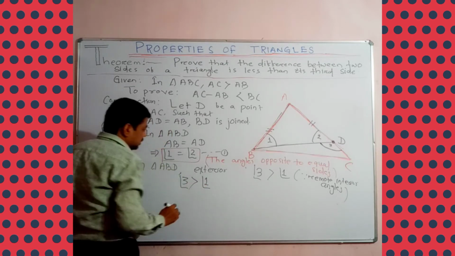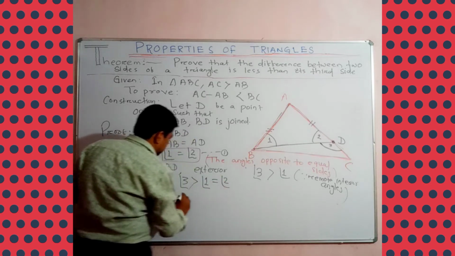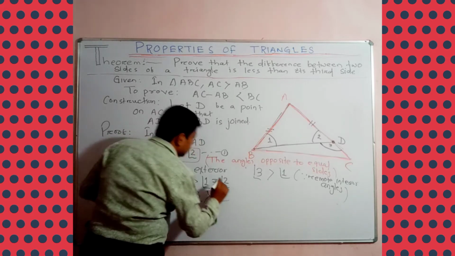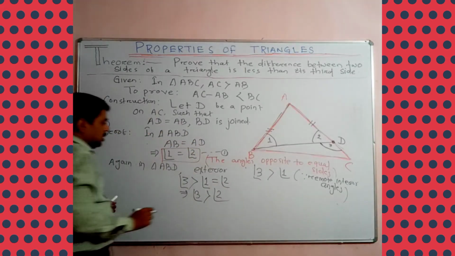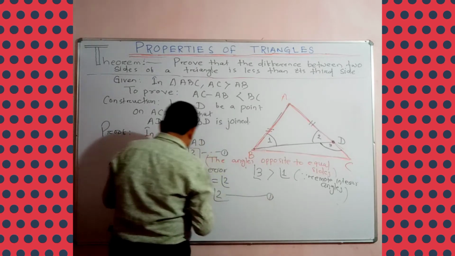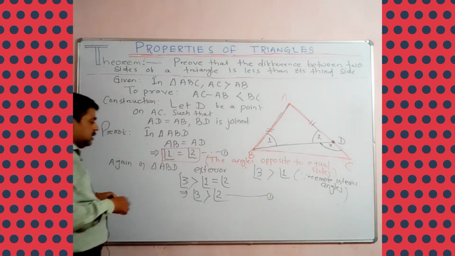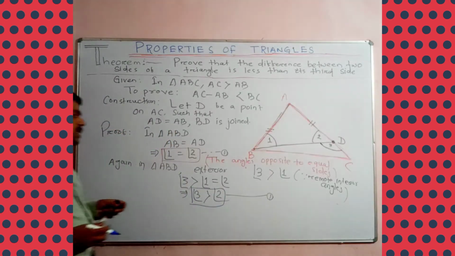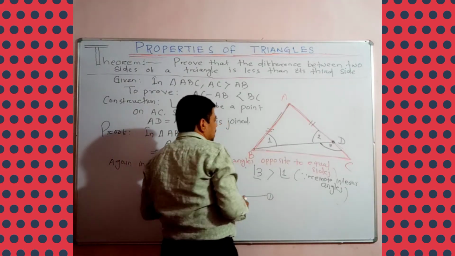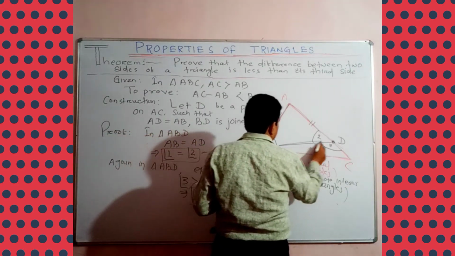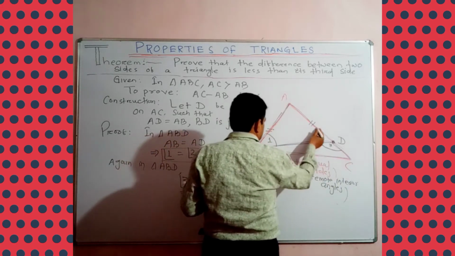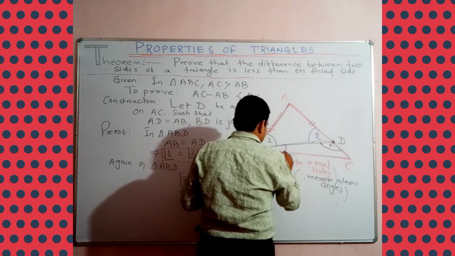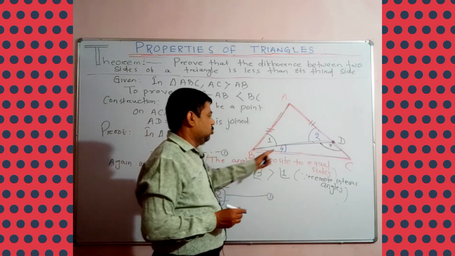And angle 1 is equal to which angle? Angle 2. That implies angle 3 is greater than angle 2. This is another point you are getting here. Angle 3 is greater than angle 2. Understand? Okay. Is it clear? Now once again you see, in the triangle BCD, angle 2 is the exterior angle, and this angle 4 is a remote interior angle.